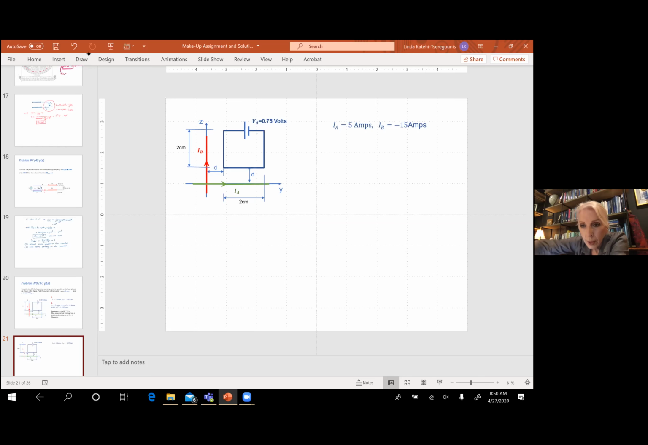Let me see. This one is an induced EMF problem. It's not an induced inductance, it's an induced EMF. One where practically when your flux through an area changes, you have an induced voltage there. Remember that? Yes.